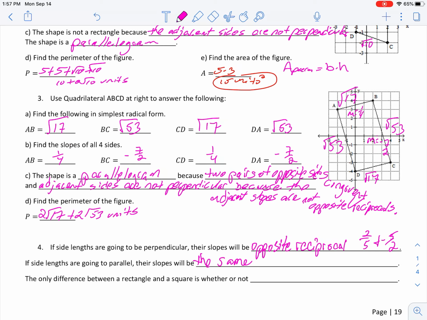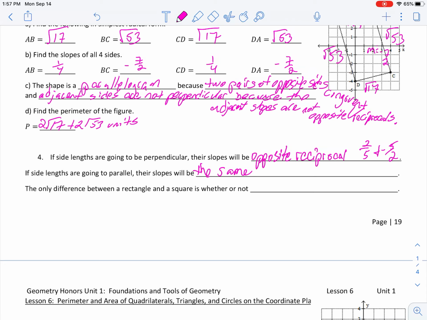I should have referenced that back in the notes. The same thing is true with -7/2, -7/2. Those turn out to be this side and this side. And because of that, we have sides that are parallel, okay? So parallel sides have slopes that are the same. Perpendicular sides have slopes that are opposite reciprocals. The only difference between a rectangle and a square is whether or not the sides are all equal in length.